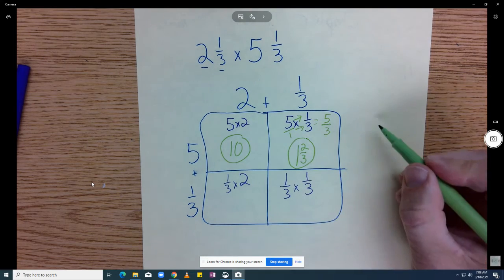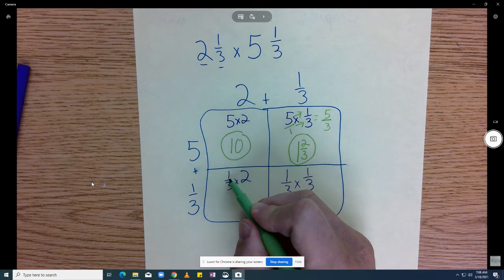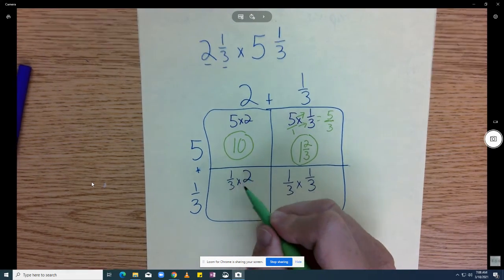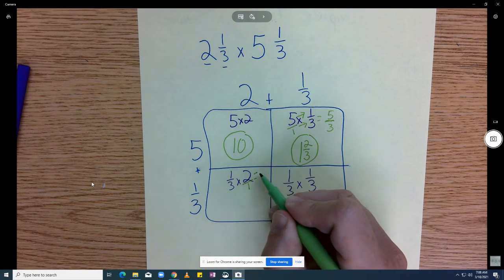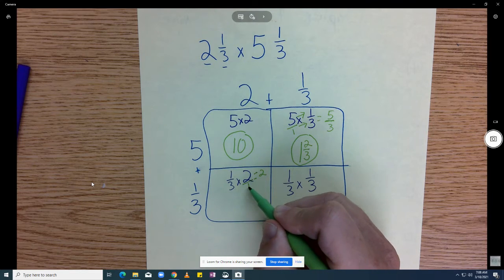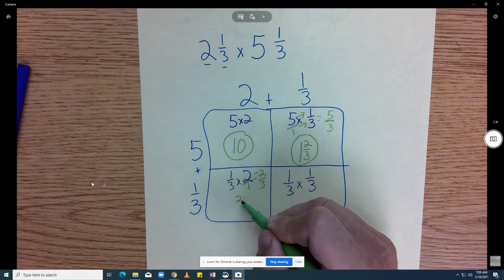Okay, we're going to need that when we add over here. Again, we have repeated adding, or you could put it over 1. I'm going to put it over 1. 1 times 2 is 2. 1 times 3 is 3. So we get 2/3.